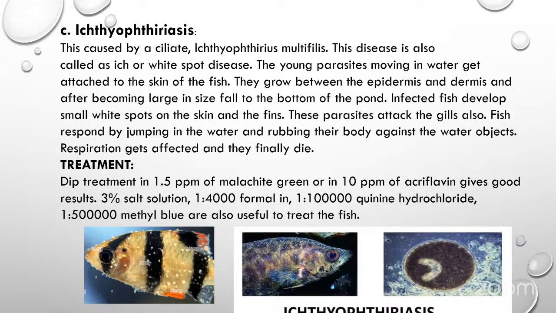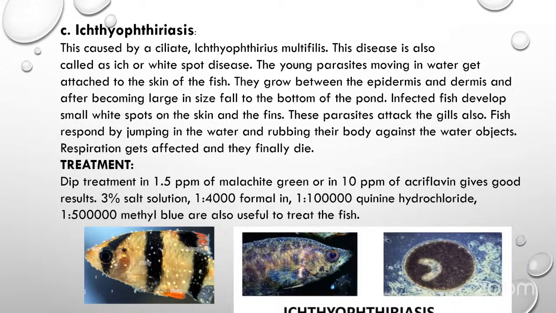Infected fish develop small white spots on the skin and the fins. These parasites attack the gills also. Fish respond by jumping in the water and rubbing their body against objects in the water. Respiration gets affected and they finally die.